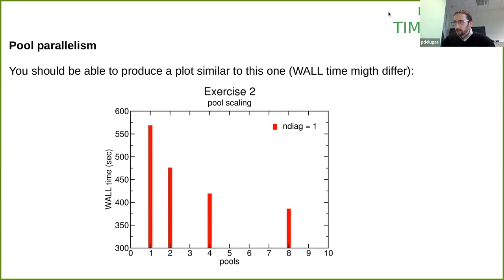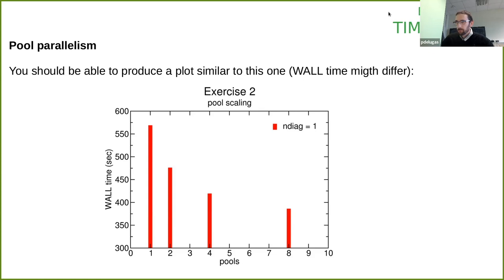Some of you told me that you got 8 pools as the best value, which is exactly right. So why is it 8 pools? Well, because we chose 16 processors, and by choosing 8 pools, we put 2 processors per pool. That means we have greatly reduced the communication by distributing all our CPUs among the K points available, which are 8. So with 4 pools, we have more communication inside each node, and of course the maximum communication is with just 1 pool.